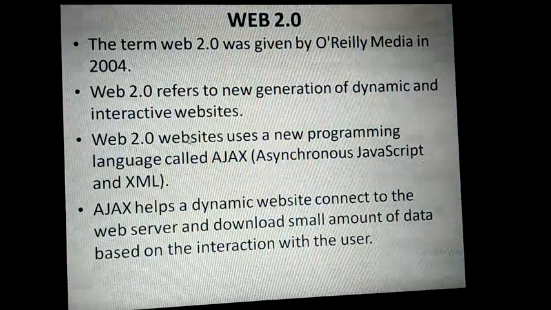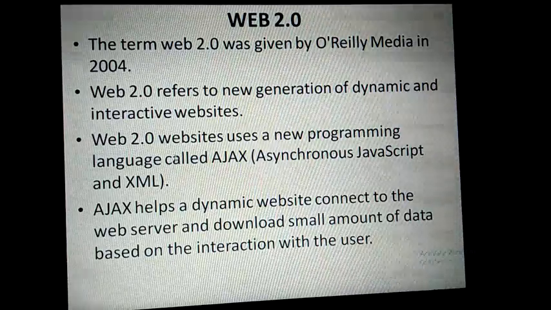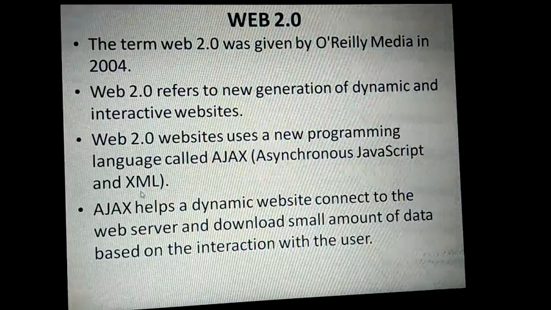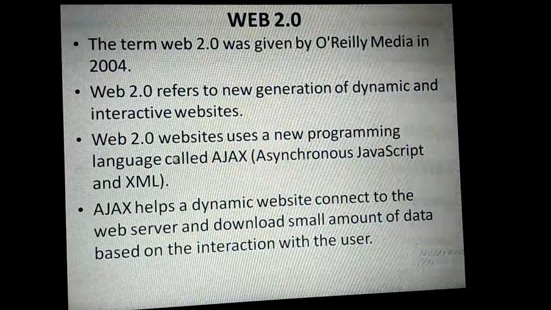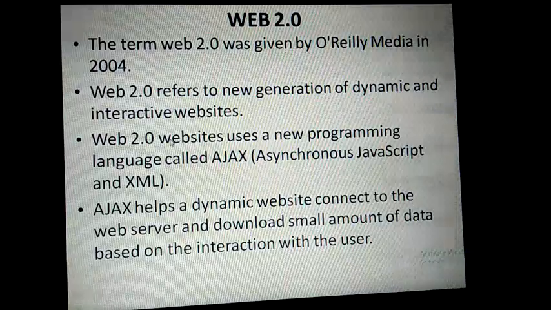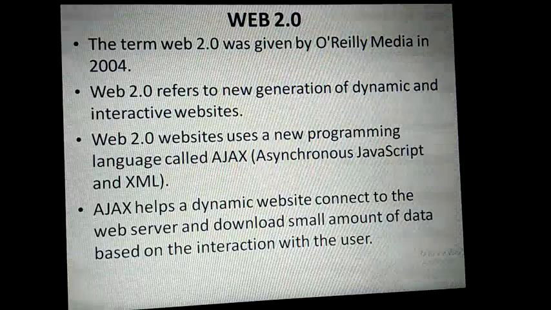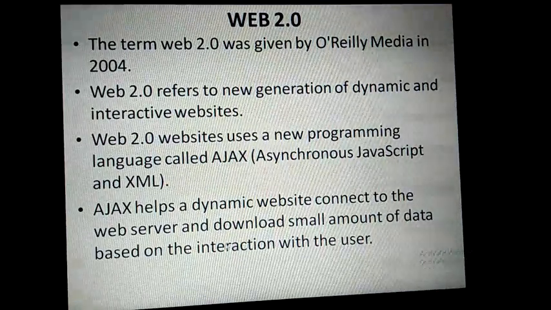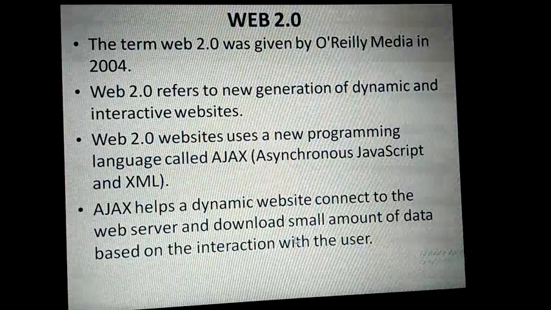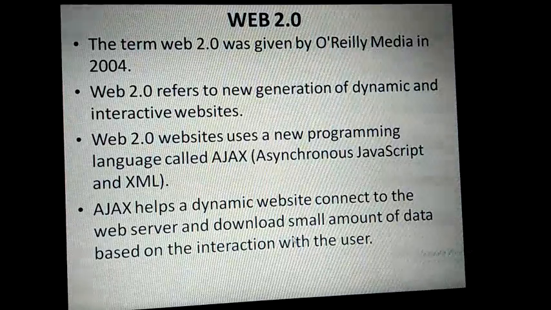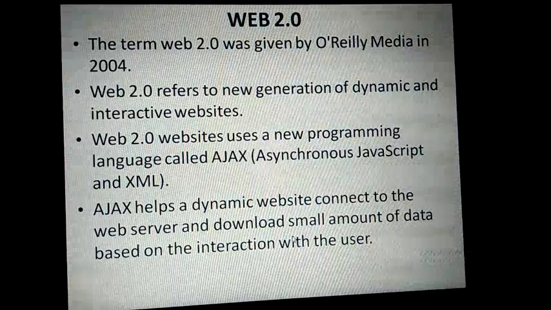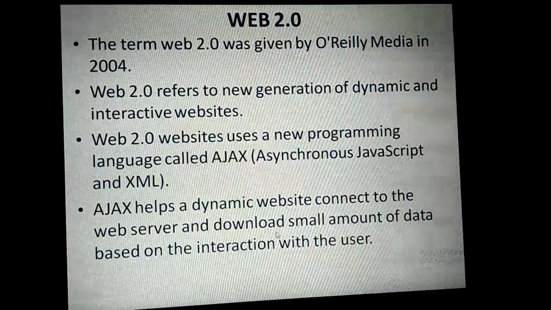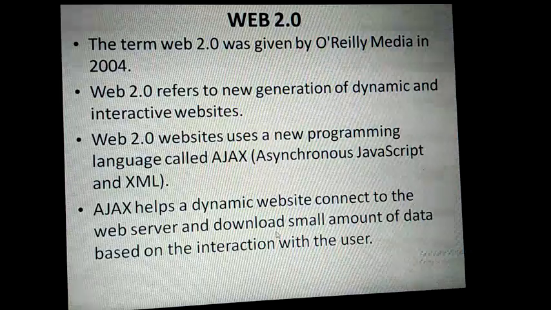Web 2.0 websites use a new technology called AJAX, that is Asynchronous JavaScript and XML. It helps a dynamic website connect to the web server and download a small amount of data based on the interaction with the user. So the entire website is not downloaded to the user side. Only the content which they are requesting will be visible to the user.